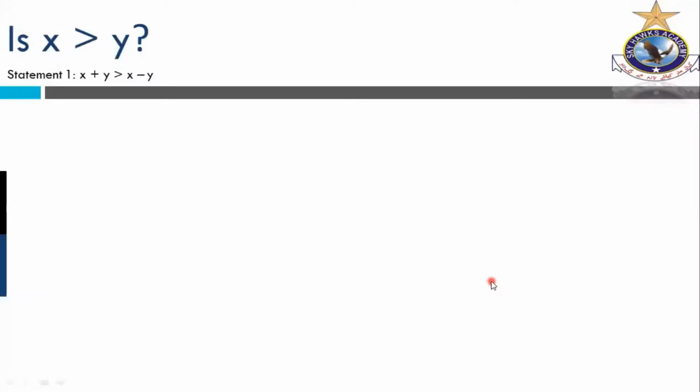So, is x greater than y? Statement 1 is that their sum is greater than their difference. We are just analyzing this statement. So this implies that the sum is greater than their difference, that is, 2y is greater than 0, or y is greater than 0.